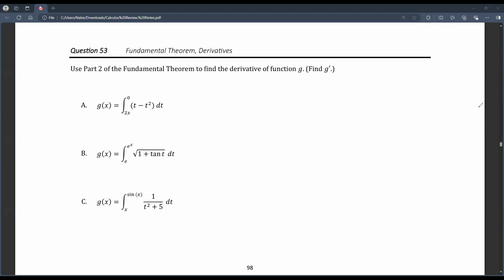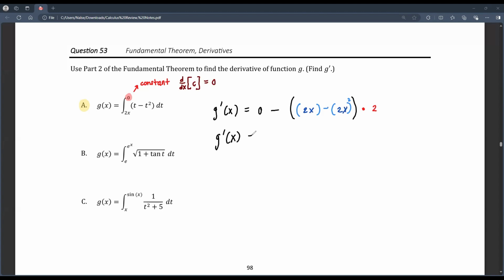Here's an example. In Part A, the upper bound is 0, which is a constant, and all constants have derivatives that are equal to 0. This means that the starting term of g prime is 0, and we will now follow up with subtraction for the lower term. The lower term is 2x, so we will plug this into the integrand and then multiply by its derivative of 2 to complete the chain rule aspect of this problem. The final derivative can be rewritten as follows.